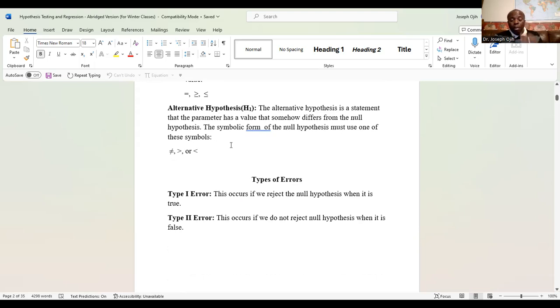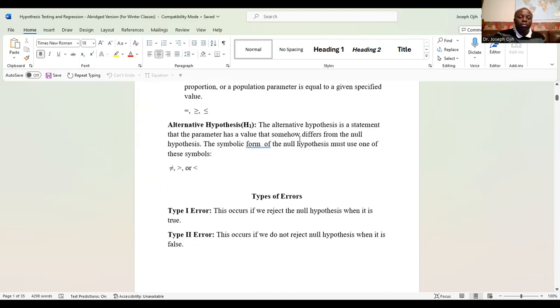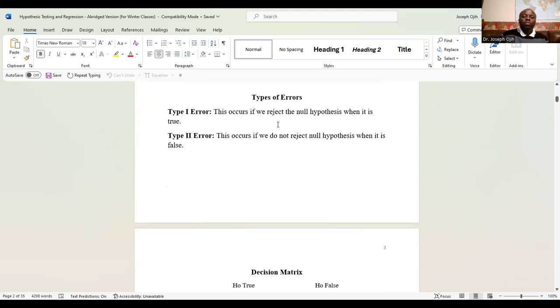Now, remember we have our alpha here, and I mentioned that if it is 0.05, for example, that means your chance of being wrong or committing an error is 5%. So what kind of error are we referring to? That will lead us to types of errors. We have two types, type 1 error and type 2 error. Now, type 1 error occurs if we reject the null hypothesis that is true. If the null hypothesis is true and we reject it, we have committed a type 1 error.